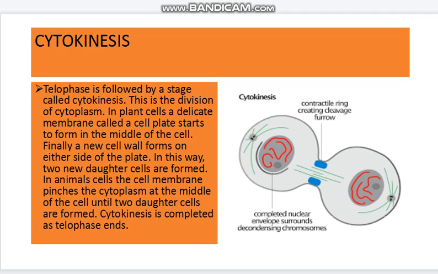the cytoplasm divides, and in plant cells a delicate membrane called a cell plate starts to form in the middle of the cell. As plant cells have a cell wall, the cell plate, like a membrane, forms in the middle of the cell, and finally a new cell wall forms on either side of the plate. So two cells are liberated after this process. In this way the two new daughter cells are formed, and in animal cells the cell membrane pinches the cytoplasm at the middle of the cell until two daughter cells are formed.